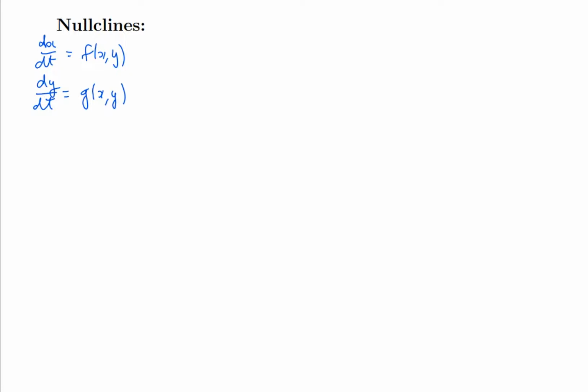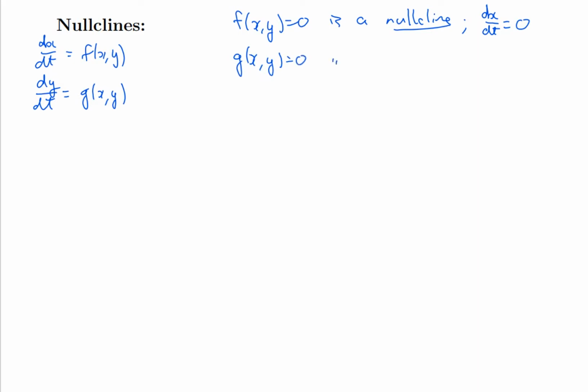The second idea is called looking at the nullclines. So remember, I'm working with dx/dt equals f of x and y, and dy/dt equals g of x and y. The curve f of x and y equals 0 is called a nullcline because on that curve dx/dt is 0, which means your solution curve must have a vertical tangent. You must be moving either up or down. g of x and y equals 0 is another curve, also called a nullcline, and on that curve dy/dt is 0, which means I must be moving horizontally.